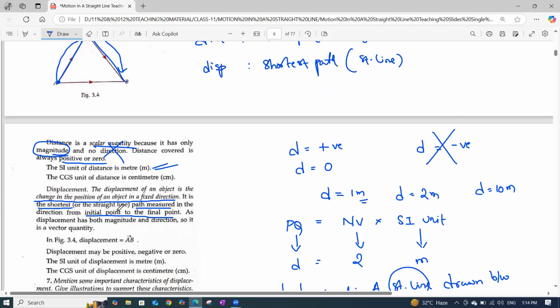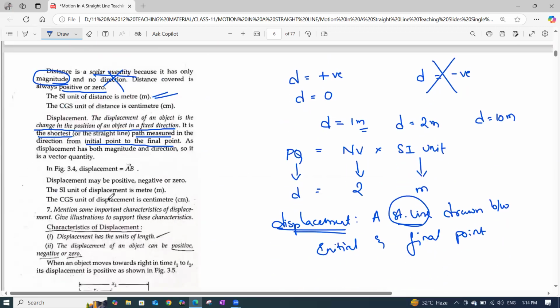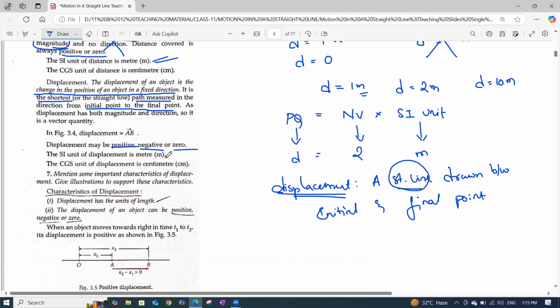Next, coming to displacement: displacement can be positive, it can be negative, it can be zero also. The SI unit of displacement is equal to distance, that is meter. Distance's SI unit is meter, displacement's SI unit is meter. Distance is represented with the letter D, and displacement is represented with the small letter s.